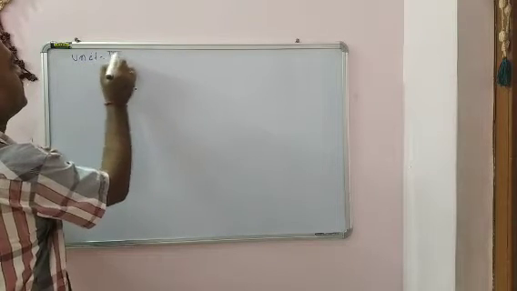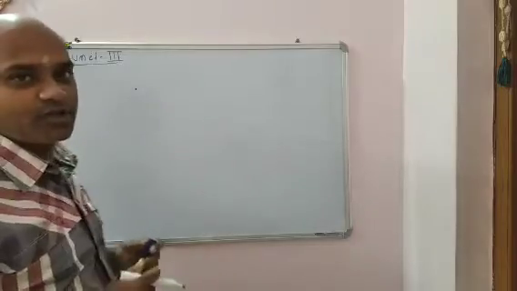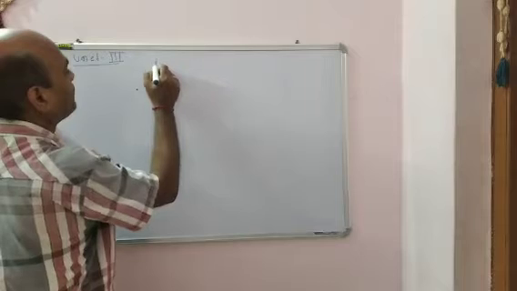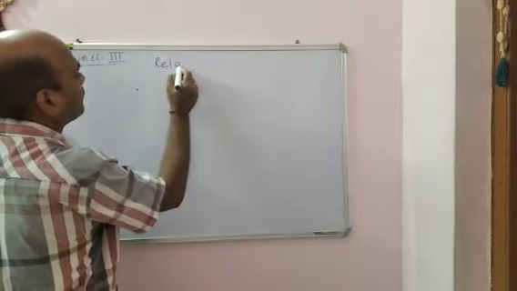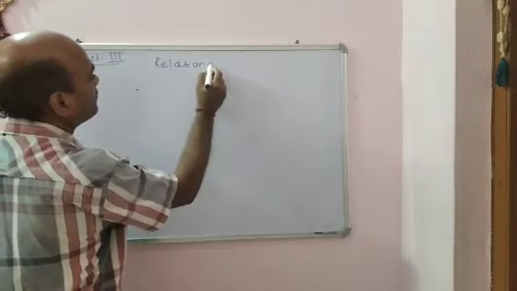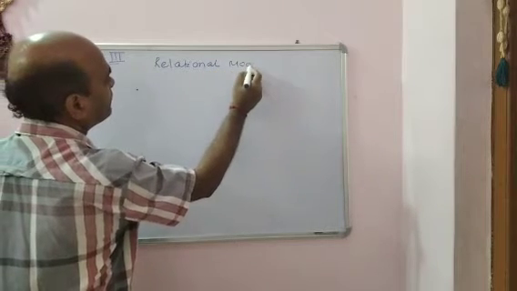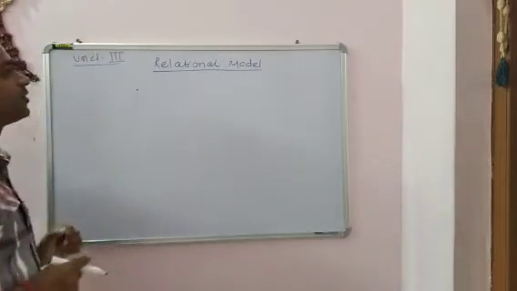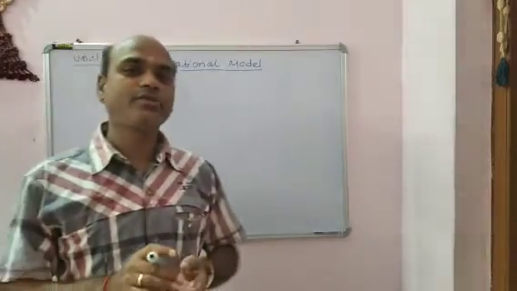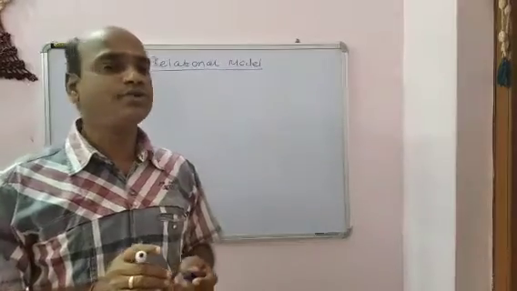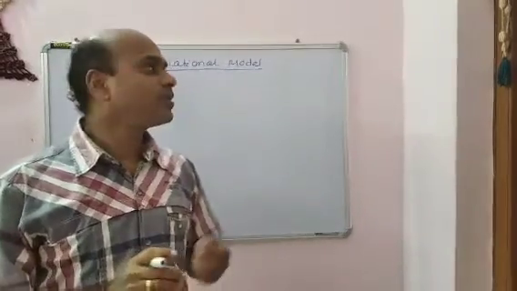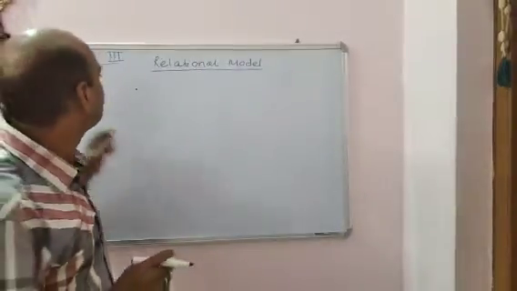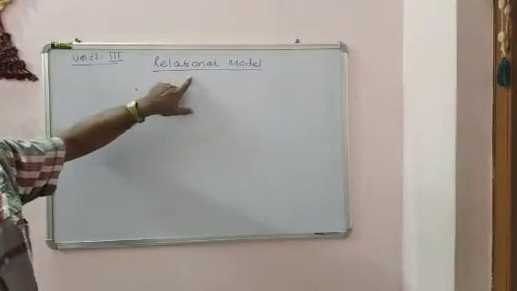This is the third unit of database management system, that is the relational model of database. There are many models that we know, that is the object oriented model and the network model, and another one is the relational model. So unit 3 will cover this relational model.